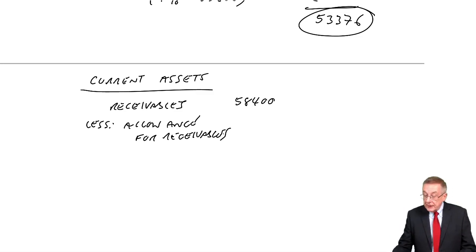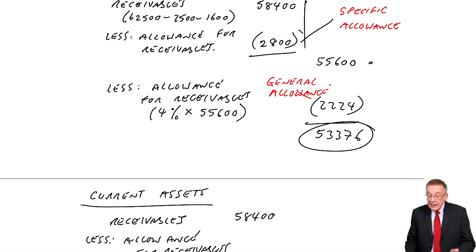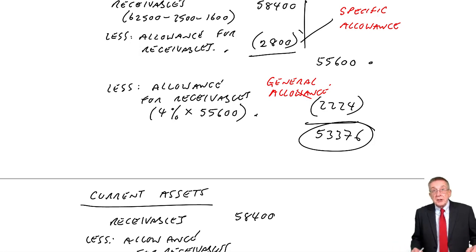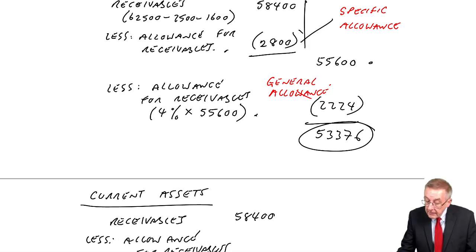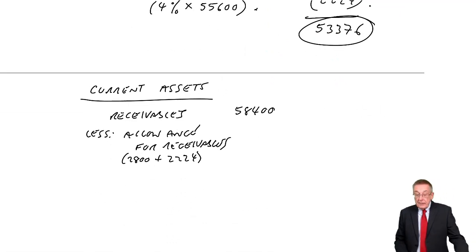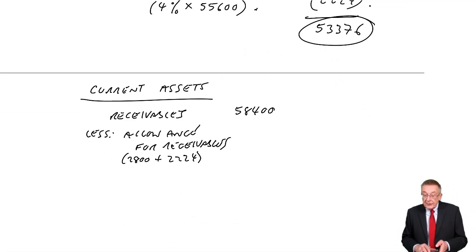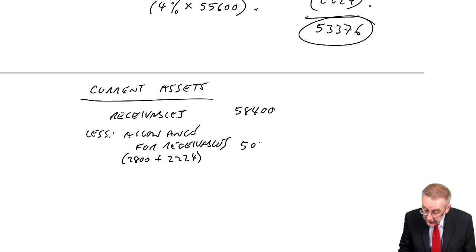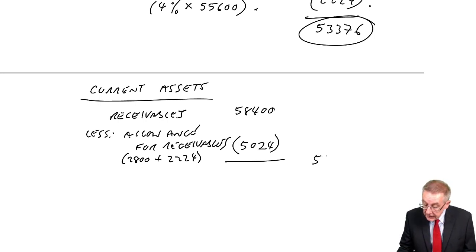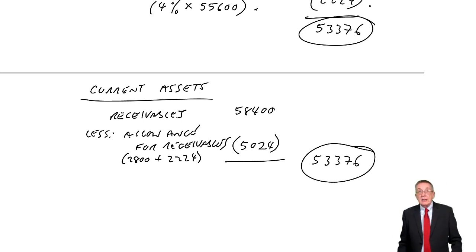However, although there are two separate allowances here, specific and general, on the actual statement, we don't show the two separately. We'll have had to do workings, but we just show the two together as one total. So 2,800 plus 22,224, that's just my workings. On the statement itself, we only show the two together. 5,024, and therefore again the final figure on the statement of financial position is 53,376.